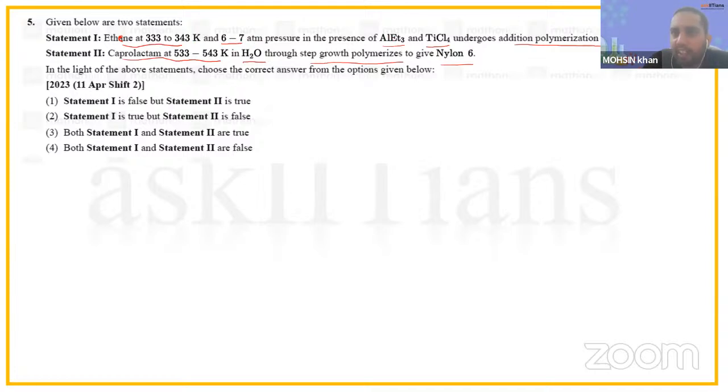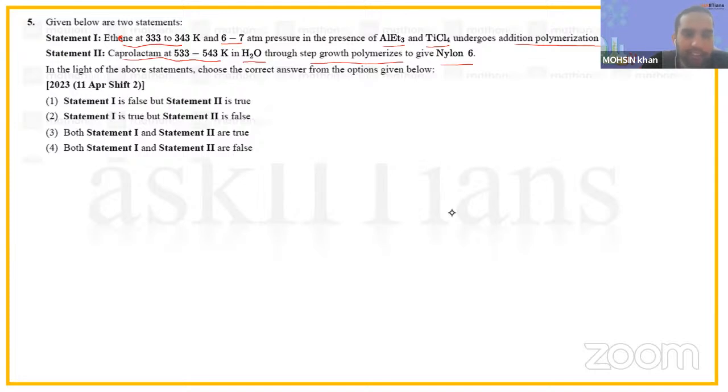So we don't get LDP here. We will get HDP. High density polythene will be formed by using the Ziegler-Natta catalyst, with the temperature range and pressure, which is given as 6 to 7 atm. So the first statement is false. The first statement is absolutely false. Now we have to check the other one.